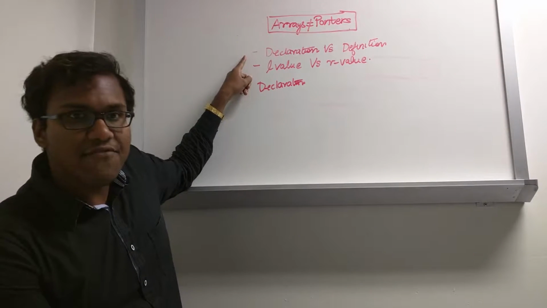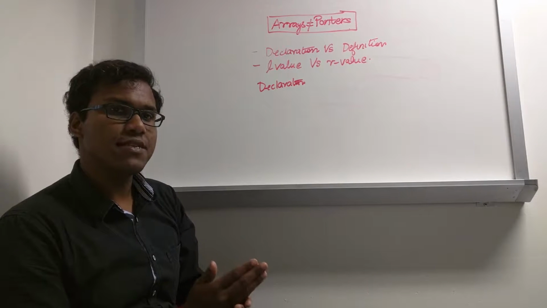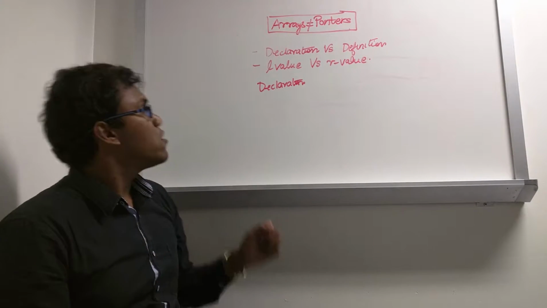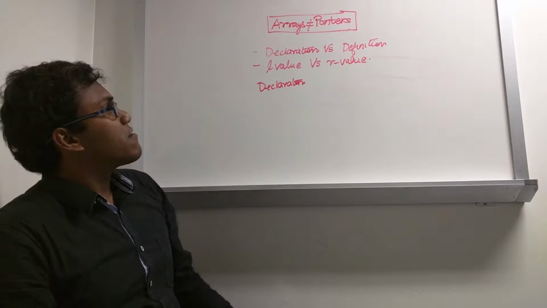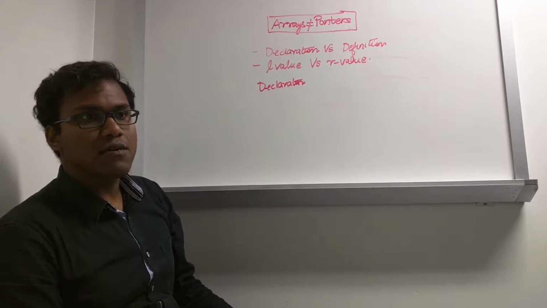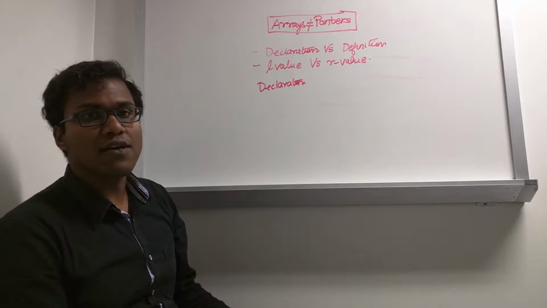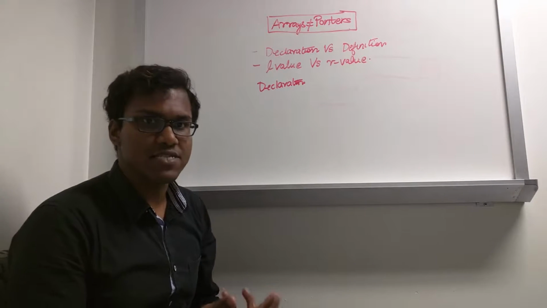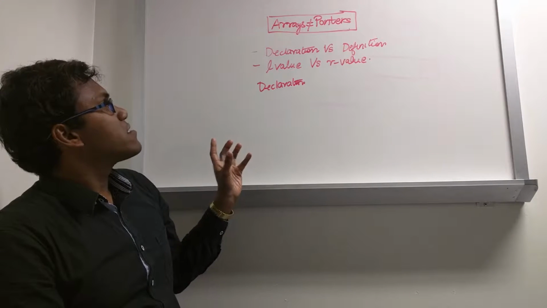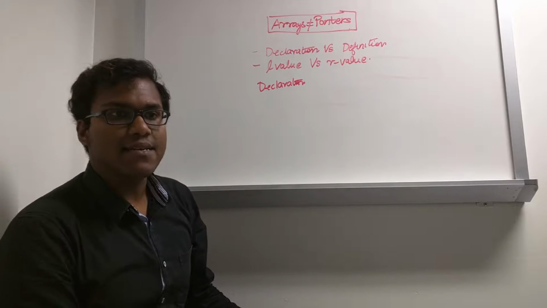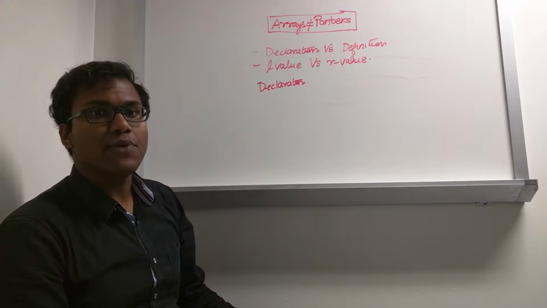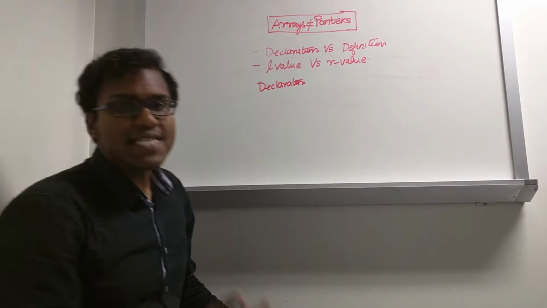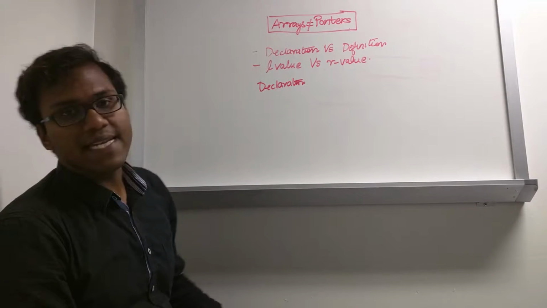The first one is the difference between declaration and definition, and the second one is the difference between L value and R value. Both of these topics are highly relevant because they come in a lot of compiler messages. When a compiler throws a warning or an error, these are terms that are very frequently used, and it will be very helpful for quick debugging if we know these terms well enough. So let's begin with what is a declaration.